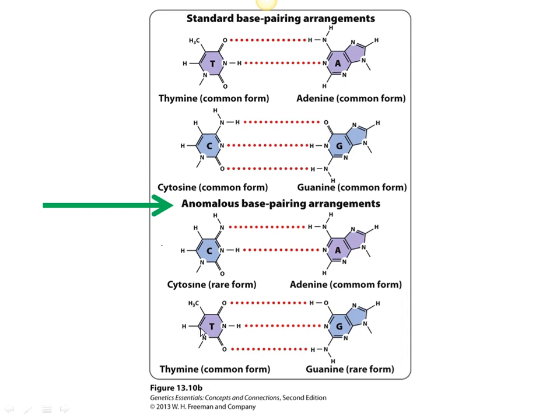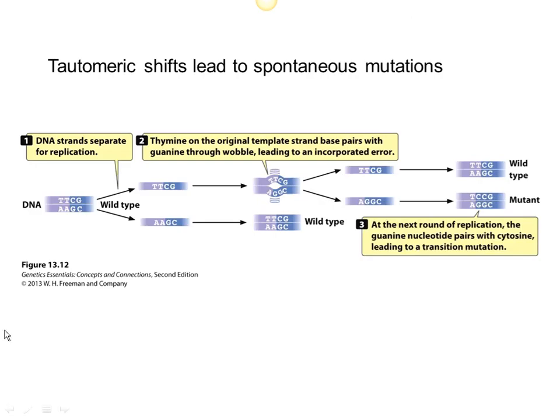Thymine in its common form, guanine in its rare form will cause thymine to be inserted across from it. And so it should have been a C, but now it's a T, so that's also a transition. But it just causes the enzyme, the DNA replication enzyme, polymerase, to add the wrong nucleotide if the base in the template strand shifts into its rare form right at that moment. And there's nothing that you can do to prevent this.